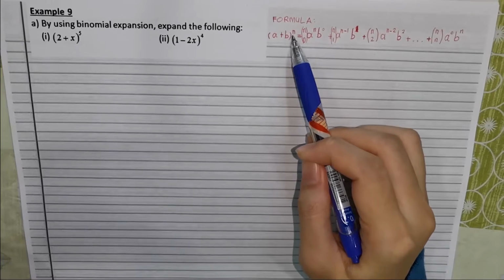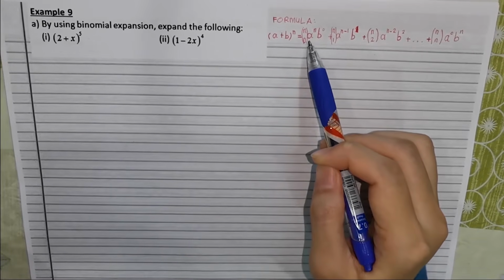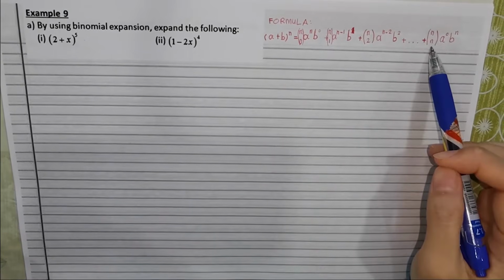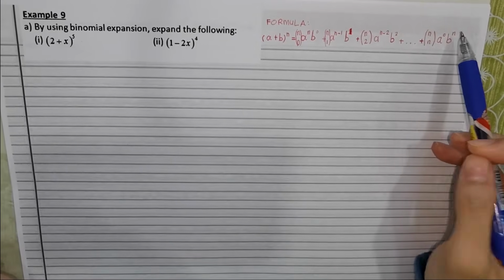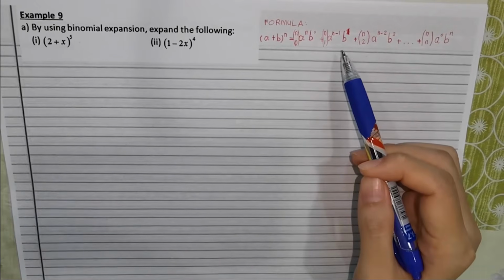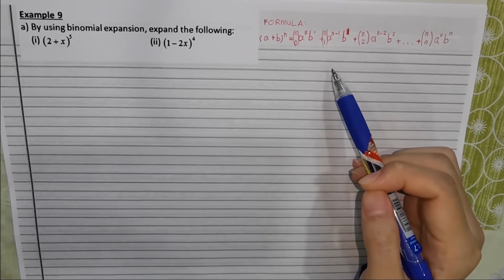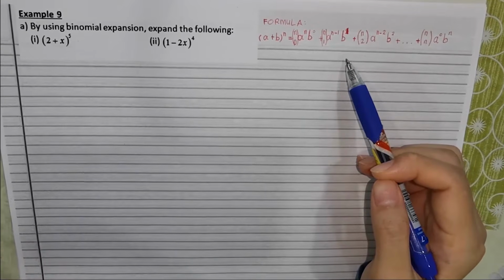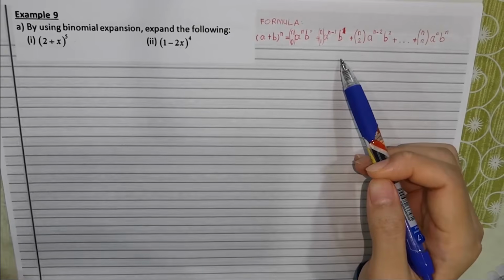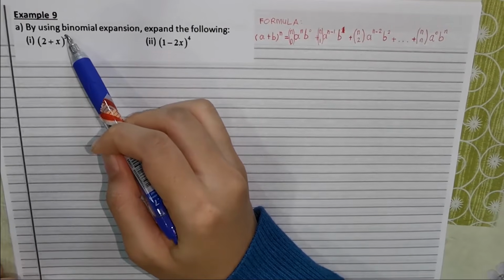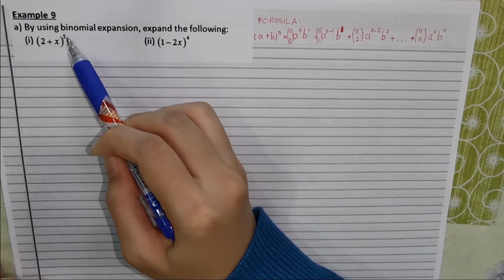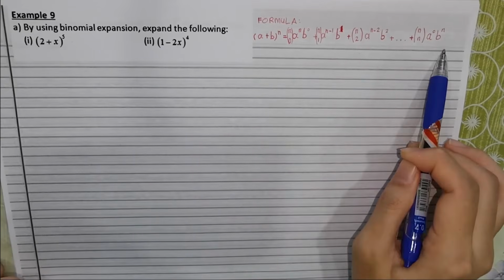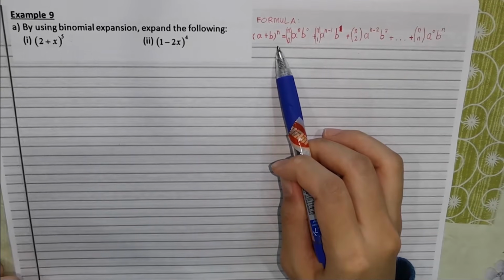(a + b)^n equals nC0 a^n b^0, up to the last term nCn a^0 b^n. This is a very long formula, so it's best for you to learn the pattern and just apply the pattern from memory. The first thing you have to identify is the exponent. Since we have positive powers, positive 5 and positive 4, we can apply this formula. If not, you have to apply another formula.